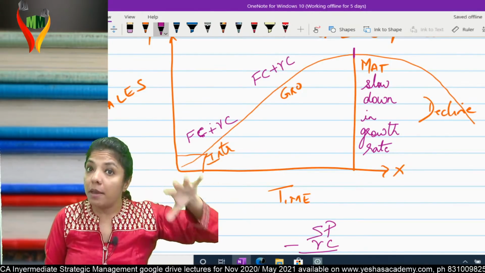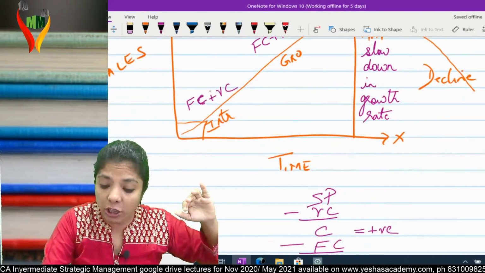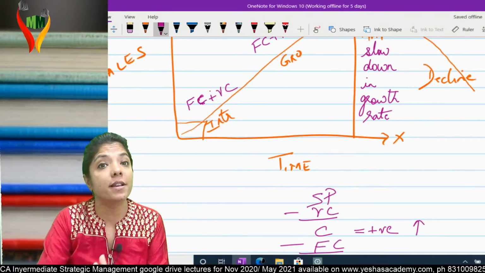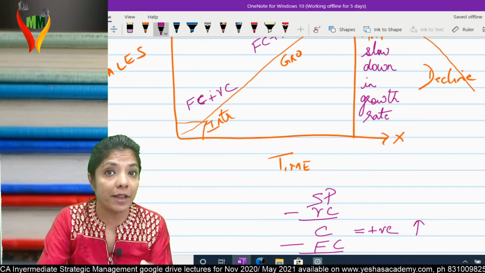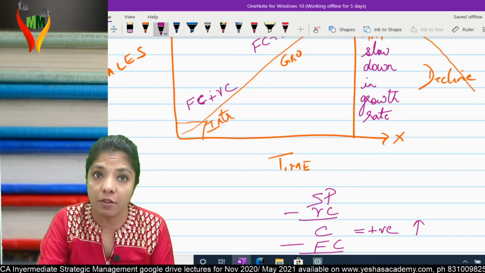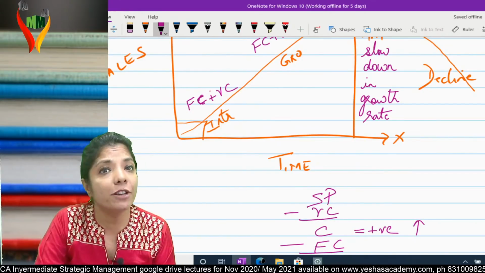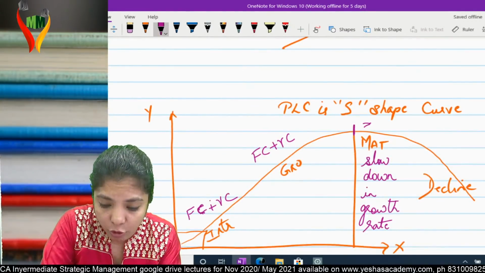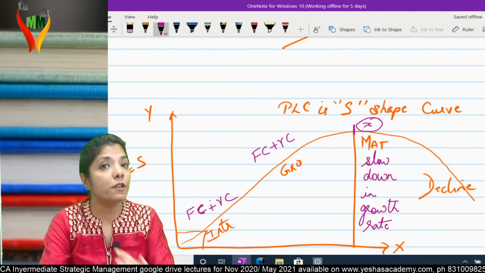In the growth phase, my volume is so high because I am in growth, so my contribution is so high that I am able to recover my fixed cost. See what happens in the growth phase: though my sales is high, I have high fixed cost to recover, so my profit may not be that much. My profit may not be that much, but by the time I enter into which phase? Maturity phase.